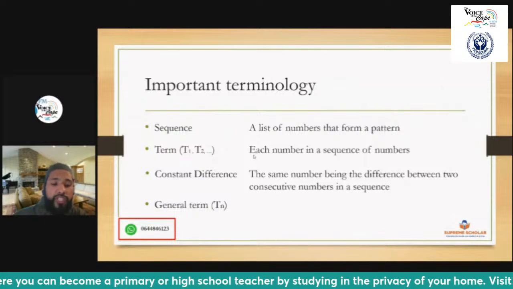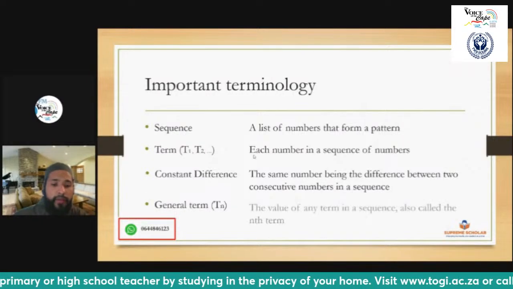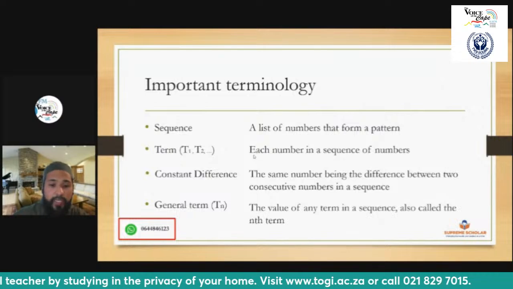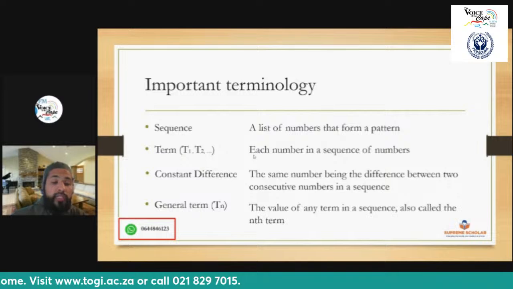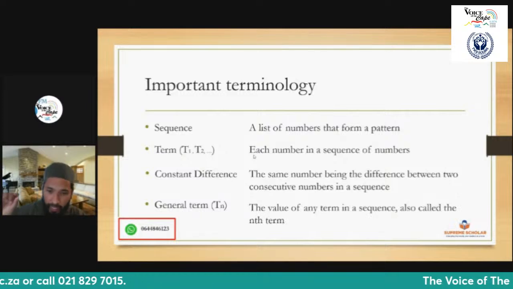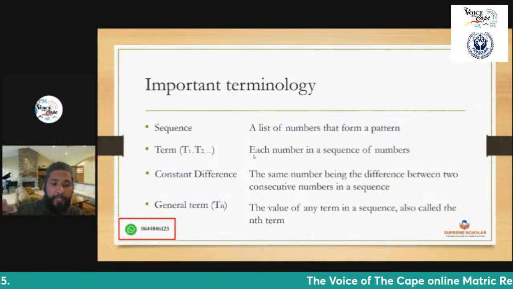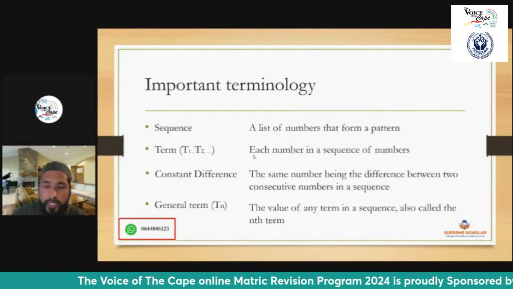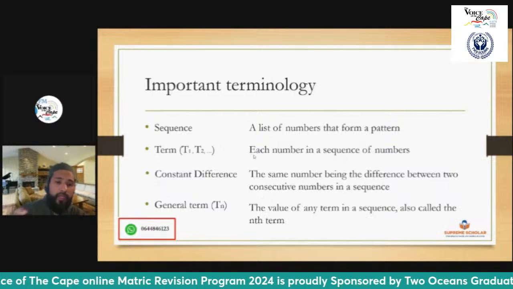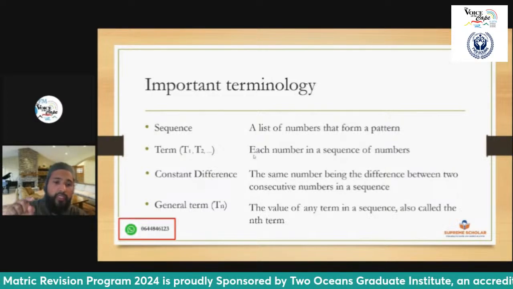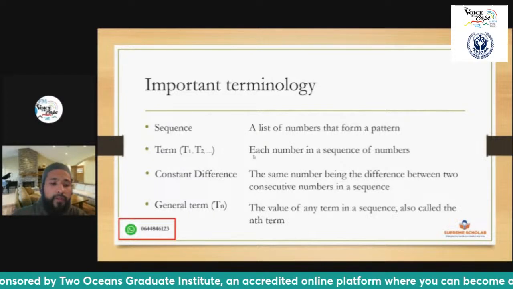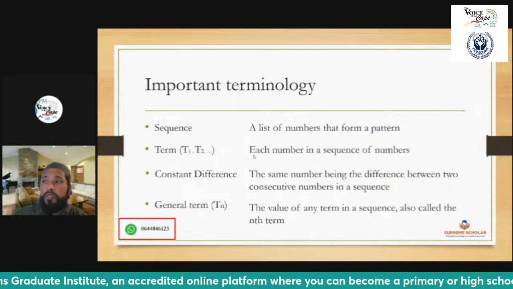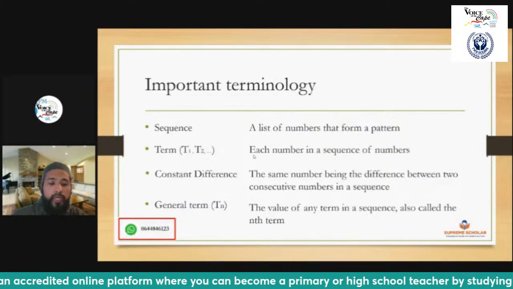Then we have this term called general term, and the symbol is Tn, right? The general term is simply the value of any term in a sequence, also called the nth term. Sometimes they will ask you to calculate the general term. What they're asking you to give is a formula that can give me any value in this pattern. In the previous example, 2, 4, 6, 8, if I want the 100th term, then it will be T100. N over here just refers to the position of the number in the sequence, right? It is very important to understand this terminology and know what you're talking about, okay?